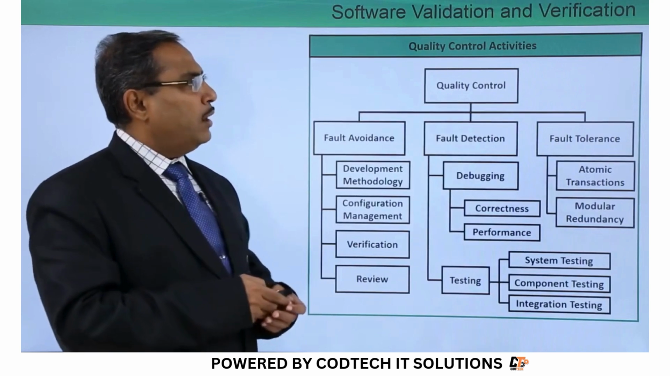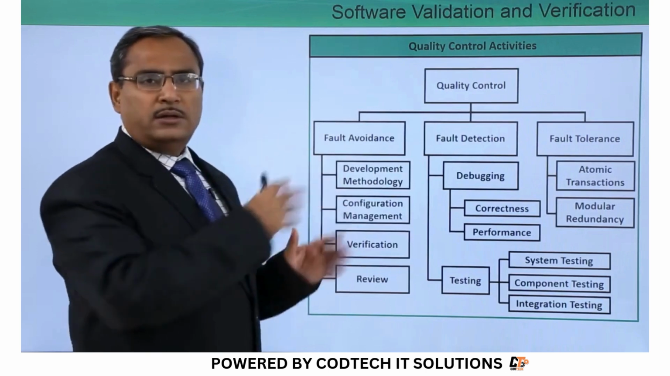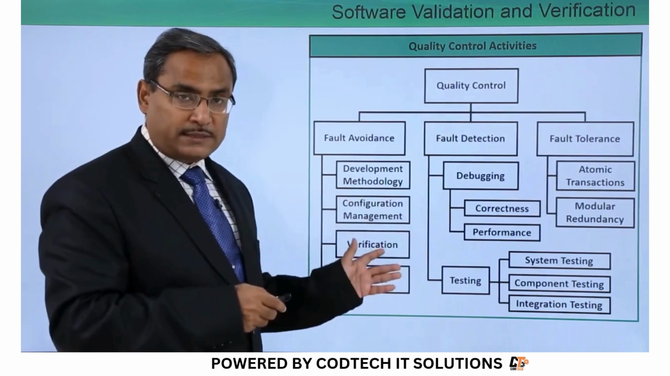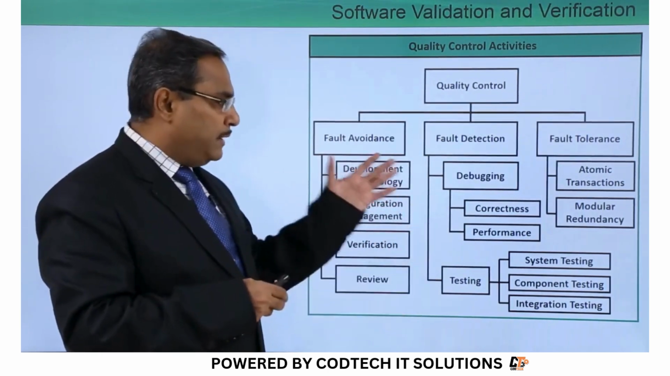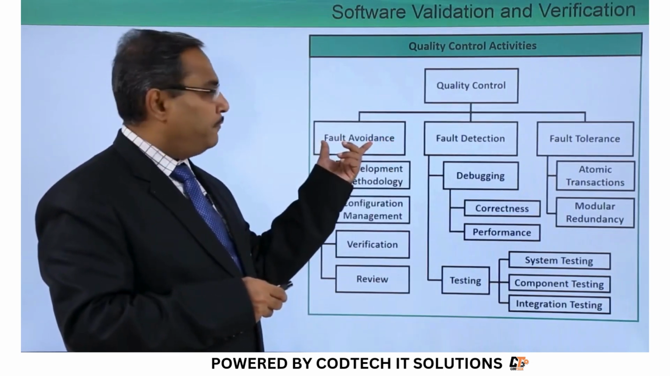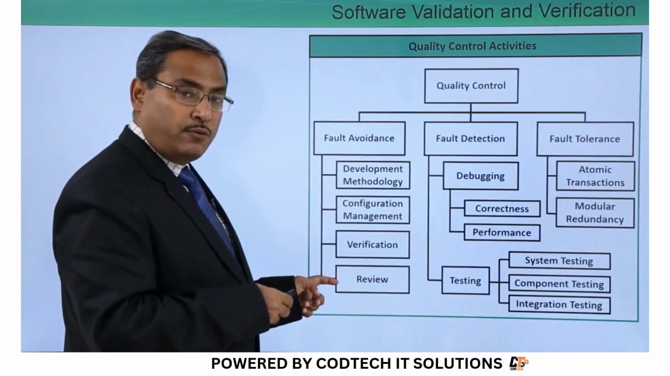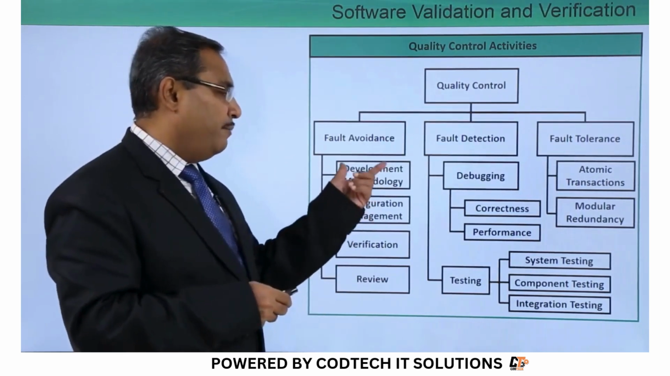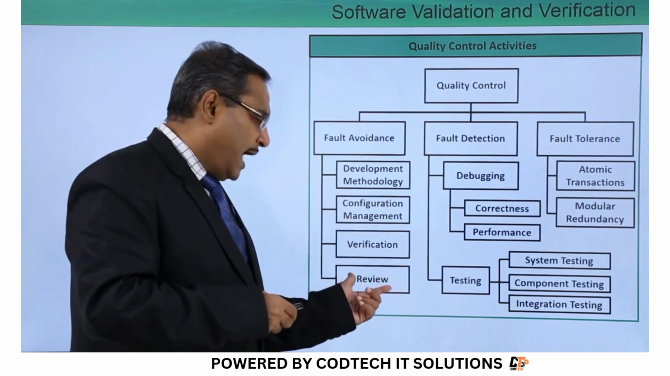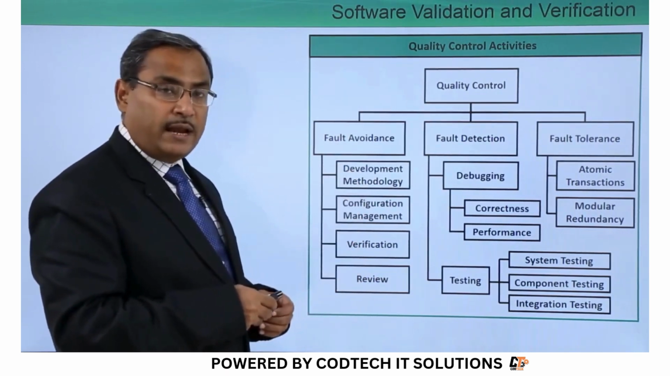Now, here we have quality control activities. I have listed everything on one slide. We will have several videos on most of these topics separately and dedicatedly. So let me just review this diagram for you. Quality control deals with fault avoidance, and fault avoidance can be done in 3 or 4 different ways: development methodology, configuration management, verification, and review. With the help of these, fault avoidance can be achieved.